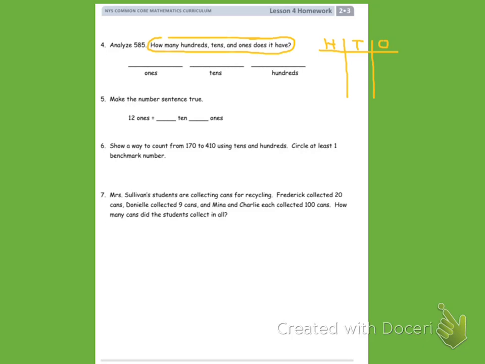Then we should write the number 585 in the place value chart. After doing so, we'll put those numbers on the correct lines. Looking at the chart, I can see that there are 5 in the ones place, so I'll put a 5 on the ones line. There are 8 in the tens place, so I'll put an 8 on the tens line. And then there are 5 in the hundreds place, so I'll put a 5 on the hundreds line.